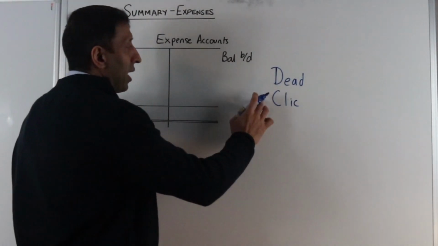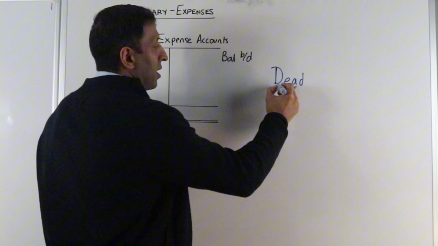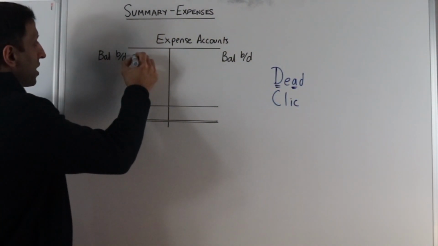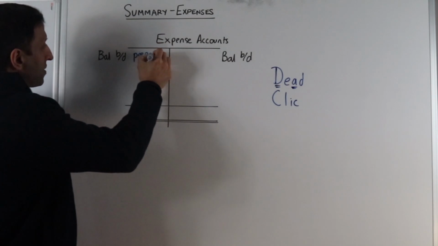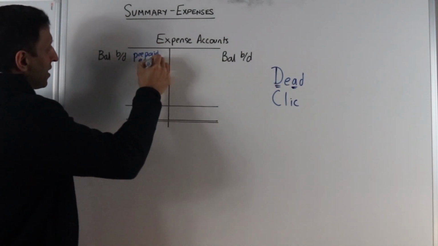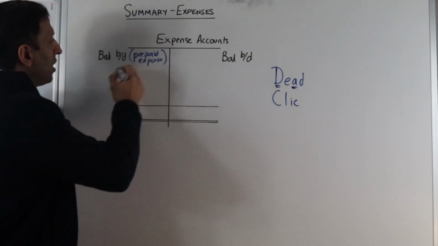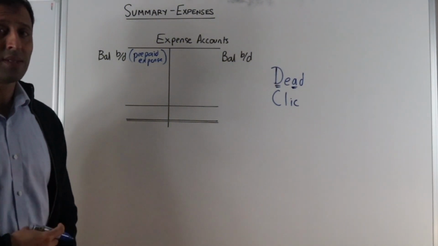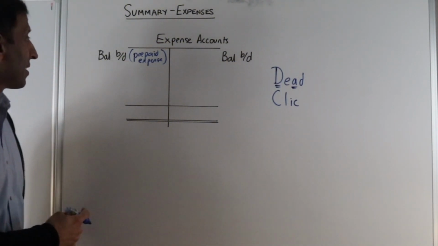And we know from debit and credit that the assets we debit. So if it's an asset, which is a prepaid expense, that we would start the year with the brought down, that's what the brought down implies, the start of the year balance on the debit or asset side.